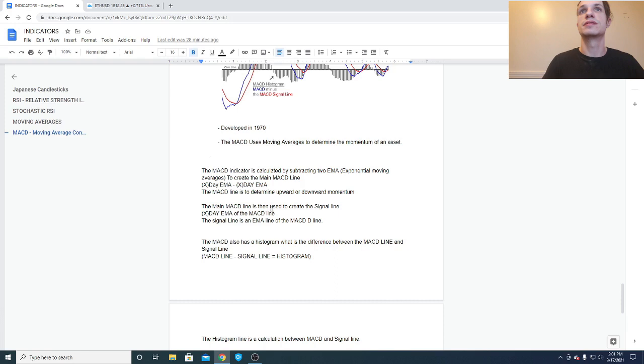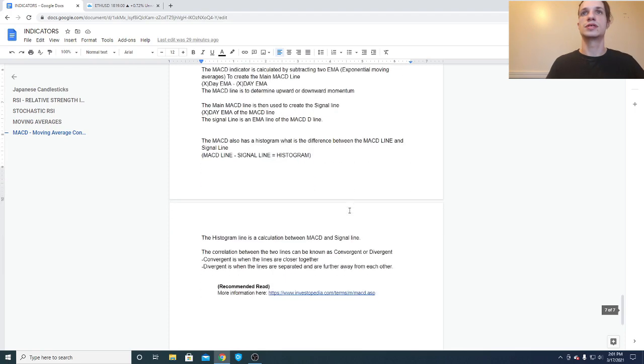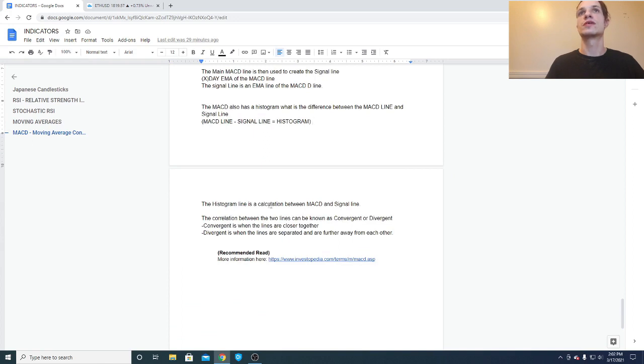The main MACD line is then used to create the signal line. So once you have your first line, your MACD line, you get your signal line, which would be the 9-day moving average. And the MACD also has a histogram, which is the difference between the MACD and the signal line. The MACD minus the signal line equals the histogram.